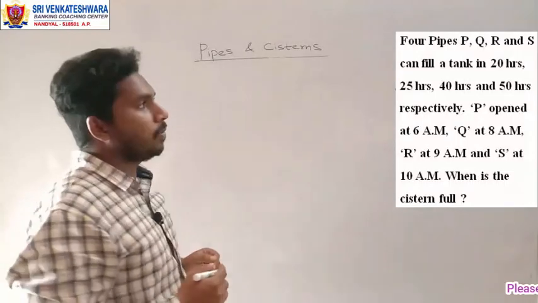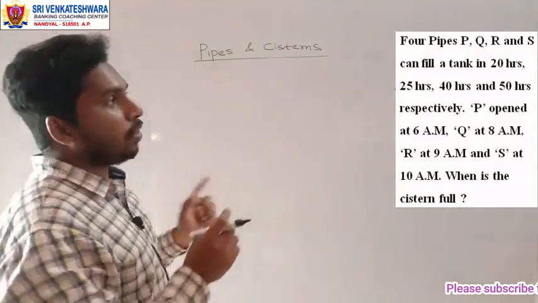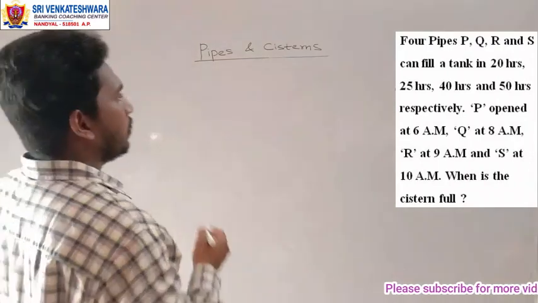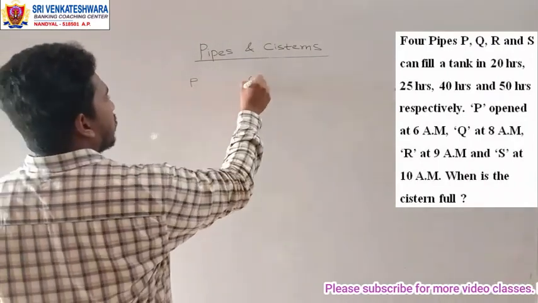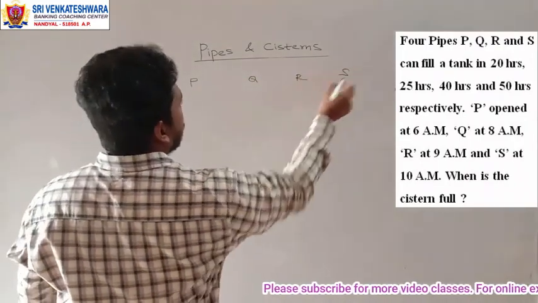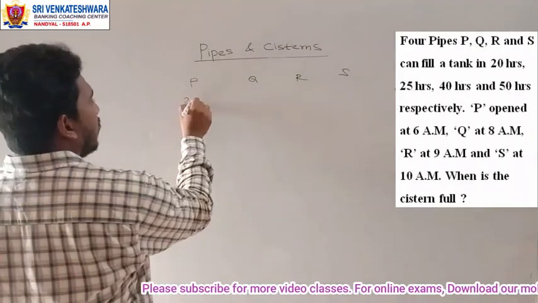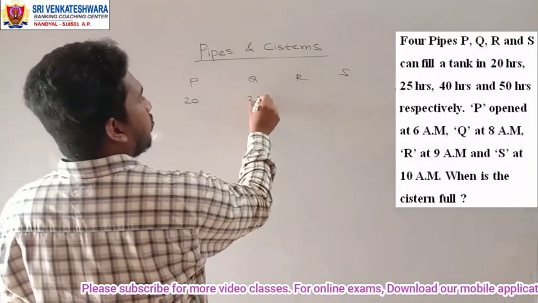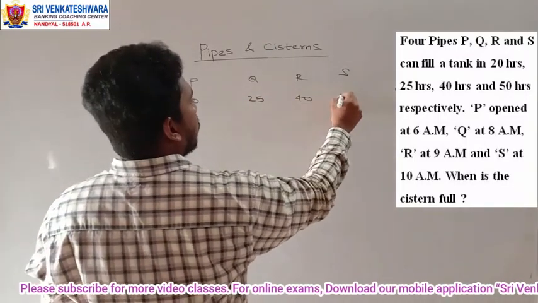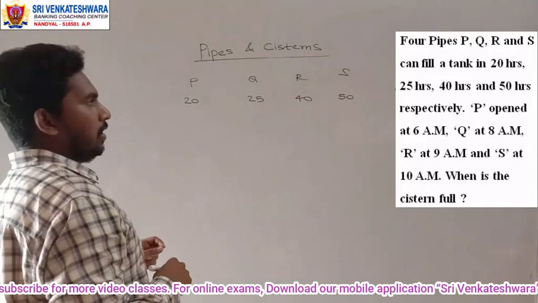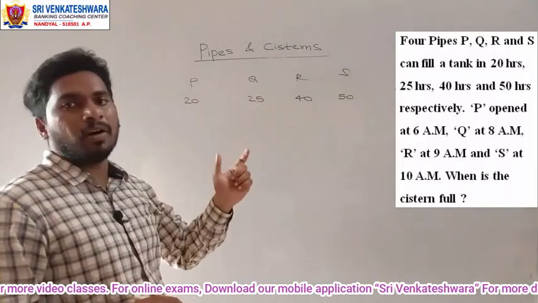Let us solve another problem. Here they have given 4 pipes P, Q, R and S. They can fill the tank in 20 hours, 25 hours, 40 hours and 50 hours respectively. The times that are given are in hours.